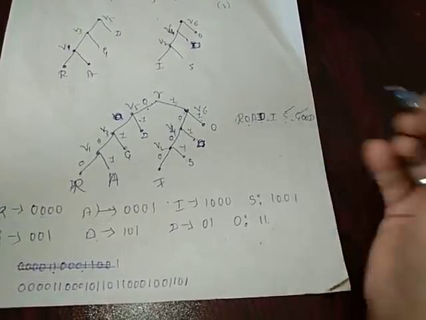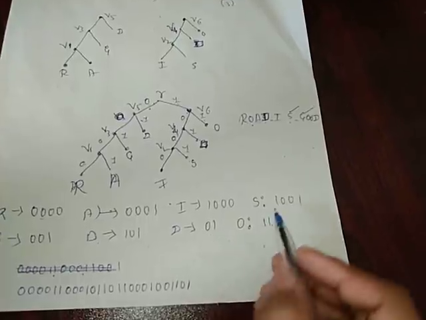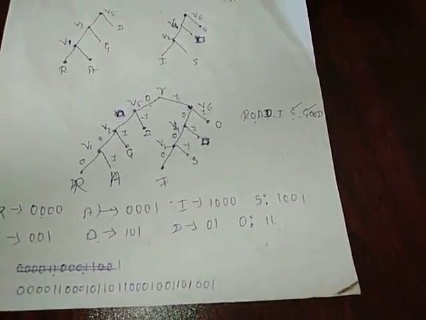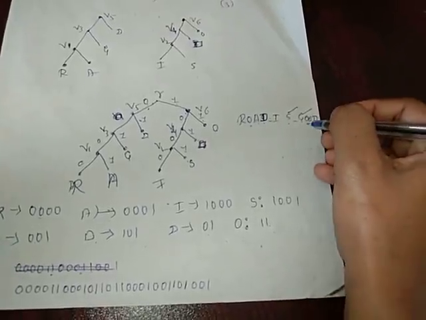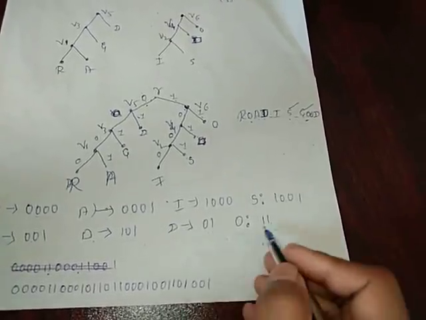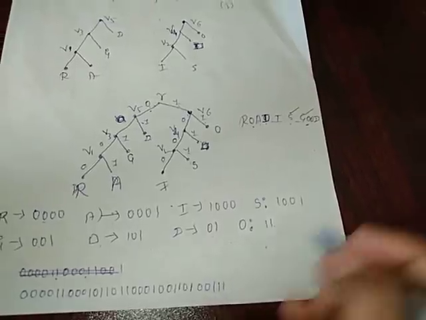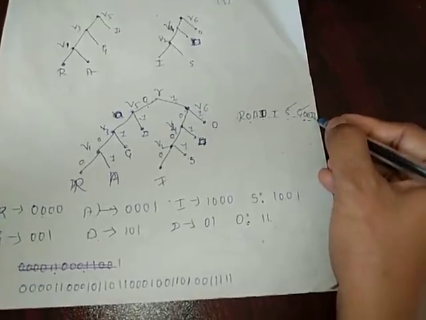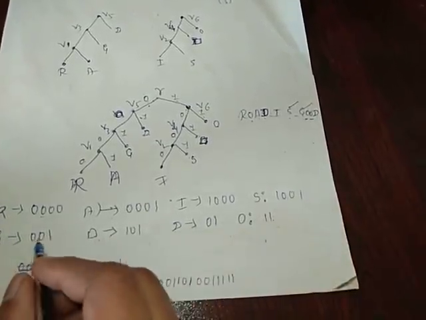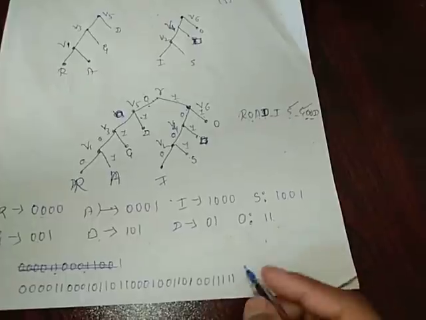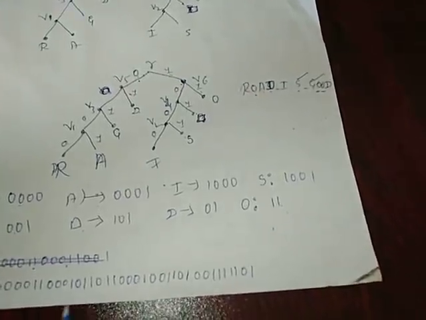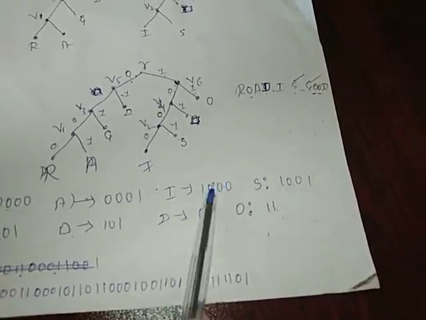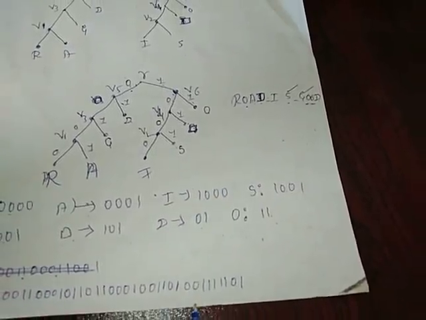Now for the G we have a code 0, 0, 1. For the O we have a code 1, 1. Again O we have a code 1, 1. For the D we have a code 0, 1. So that is the optimal prefix code for the given message.